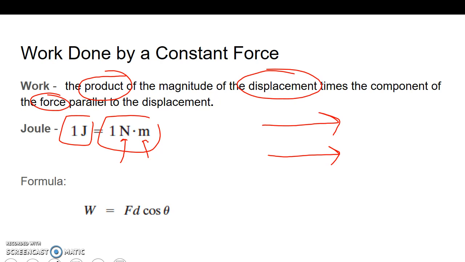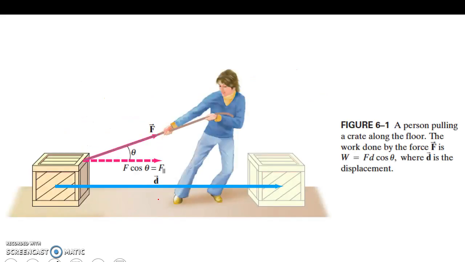Now for work in general, we use this equation. Work is equal to force times distance times the cosine of theta. We'll talk about what that means in a second, but we want to make sure we include cosine of theta in our equation.